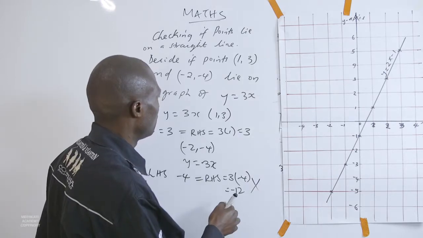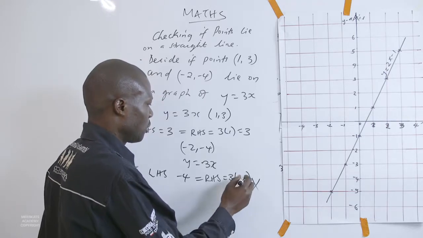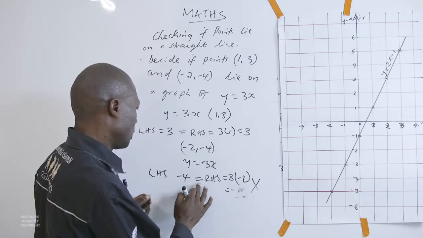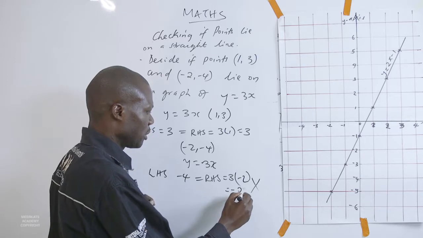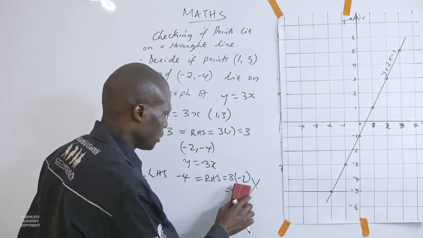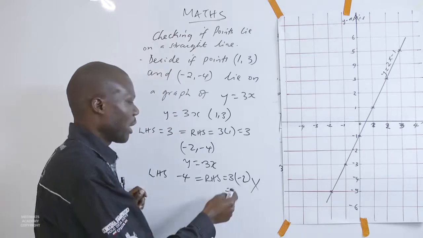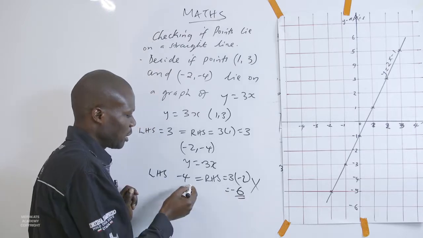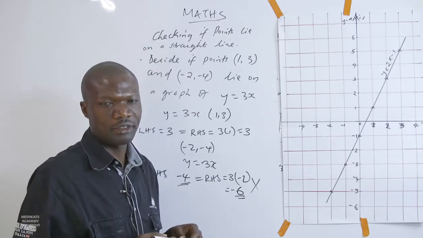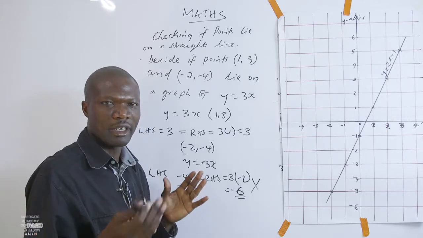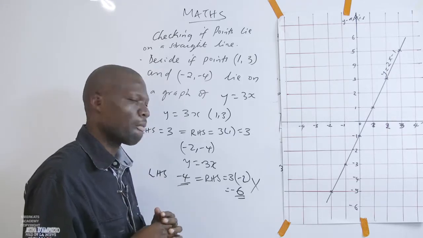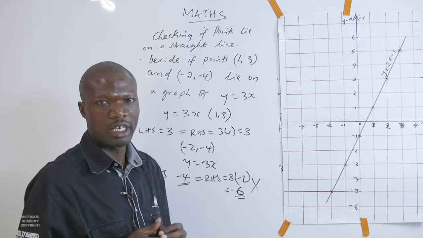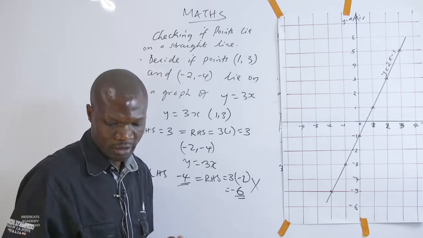It is 2, not 4. So you are finding that this one here is minus 6. X is minus 2. Minus 2 times 3 is minus 6. So we are looking at minus 6 and minus 4. They are not the same. The left-hand side and the right-hand side are not agreeing. So the second point does not lie on the same straight line.